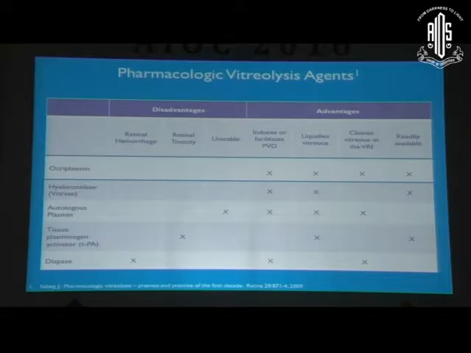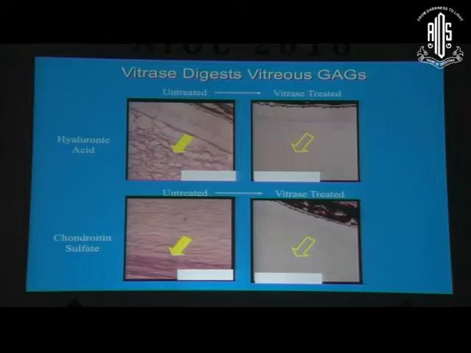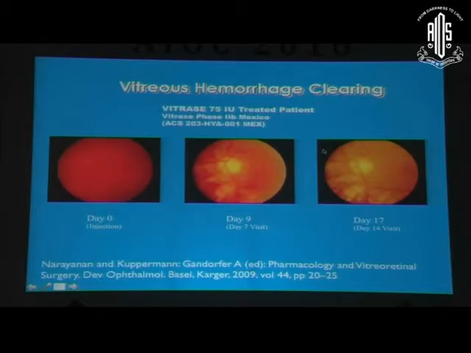And this table is a slightly busy table, but it tells the advantages and disadvantages of the various agents, and basically the disadvantage of retinal toxicity is something which we are looking for. That is mostly not there in all the agents. This is from the actual vitreous study from the early part, where you can see the hyaluronic acid, and after the injection of vitreous, you can see that it has cleared up. And this is from the trial of vitreous 75 international units, which was injected in this patient. At day 0, there was a lot of dense vitreous hemorrhage. By day 17, the vitreous hemorrhage is cleared in this patient.